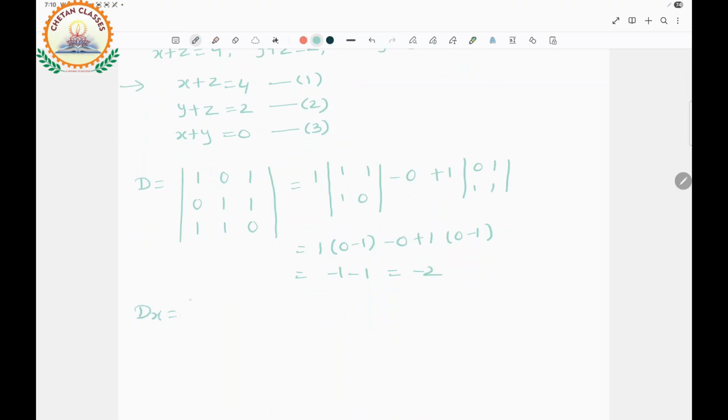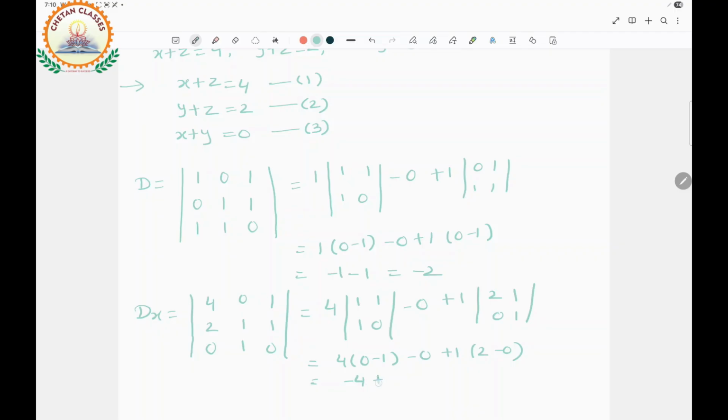Now find dx. So in dx means first column, write the constants, that is 4, 2, 0. Second and third column same as D. Solve this determinant. So 4 into determinant of 1, 1, 1, 0 minus 0 plus 1 into determinant of 2, 1, 0, 1 is equal to 4 into 0 minus 1 minus 0 plus 1 into 2 minus 0. So minus 4 plus 2 is equal to minus 2.